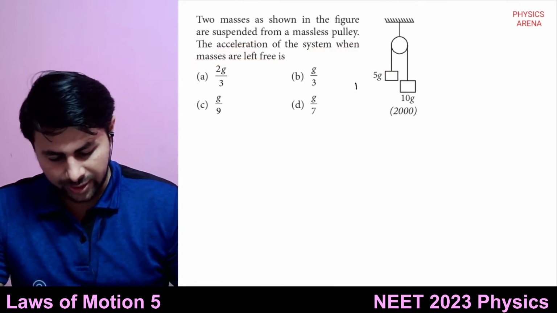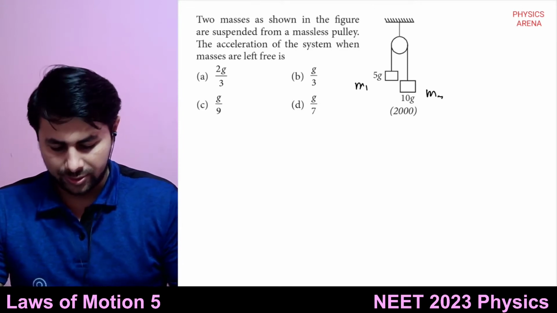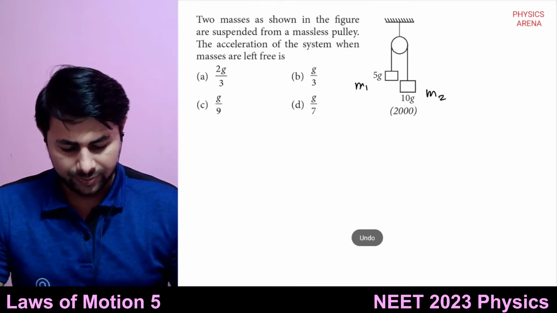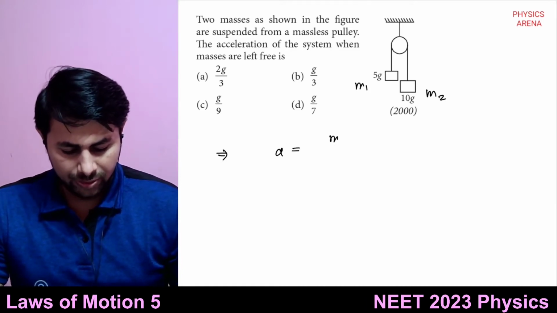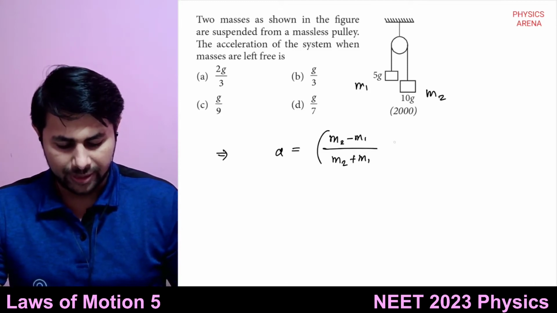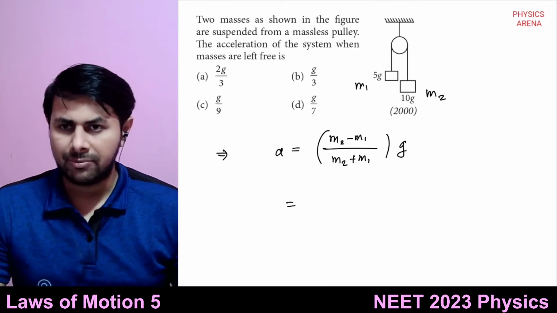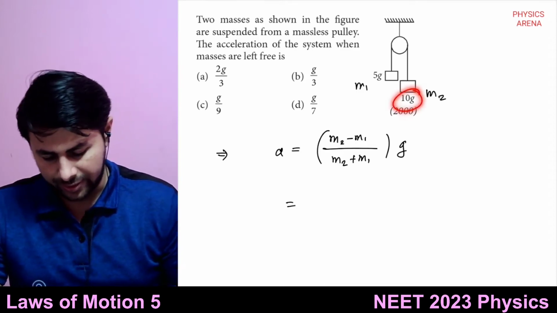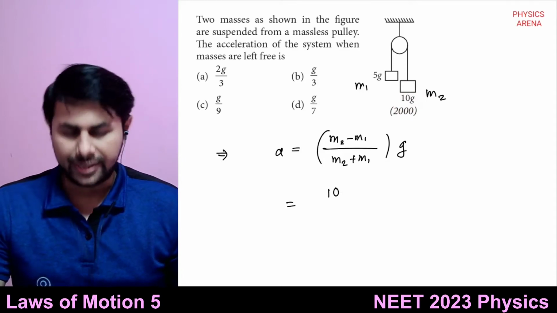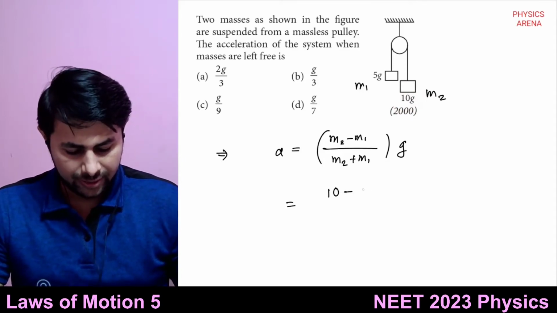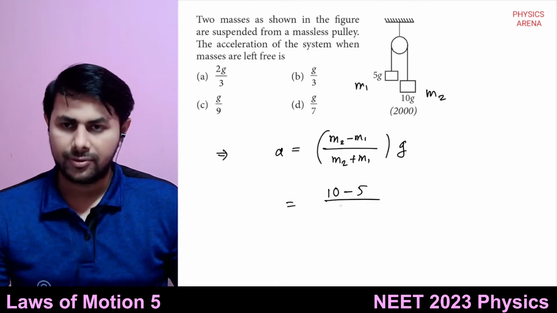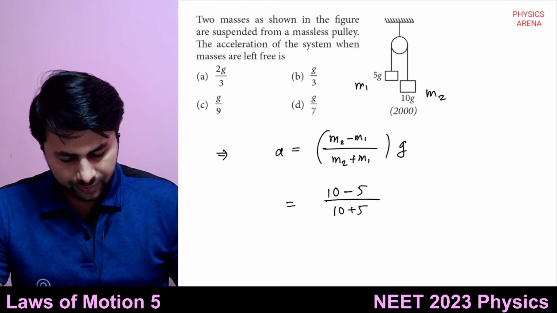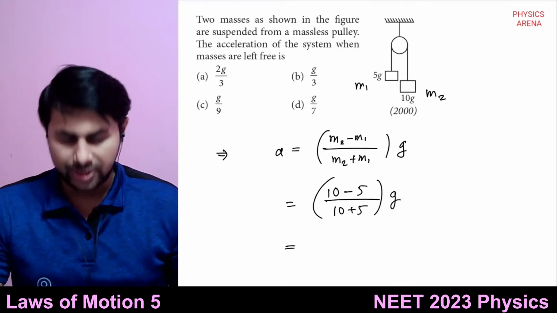Let's call this one m1, this is m2. What's our formula? The acceleration is (m2 minus m1) divided by (m2 plus m1), multiplied by g. So what is m2? m2 is 10. The weight is 10 times g, that means the mass is 10, minus 5, divided by 10 plus 5, multiplied by g.